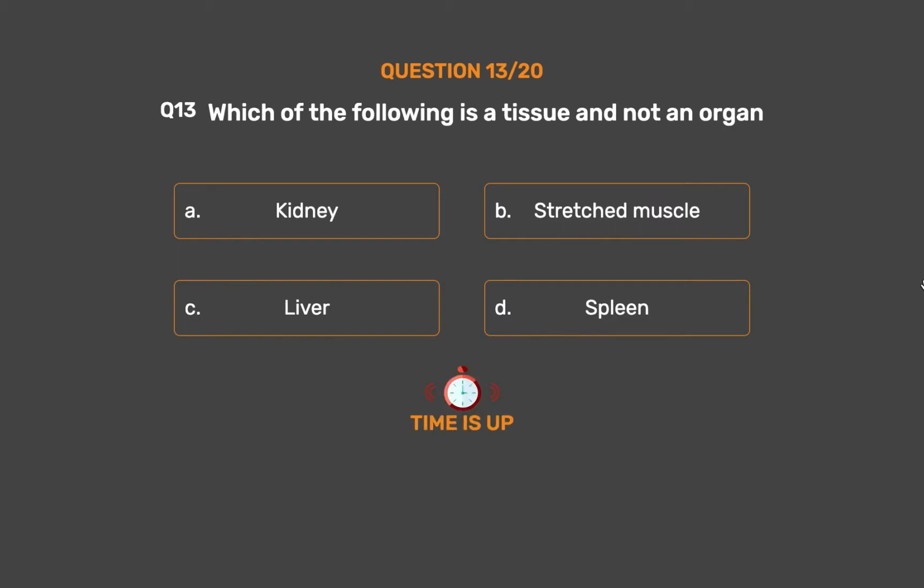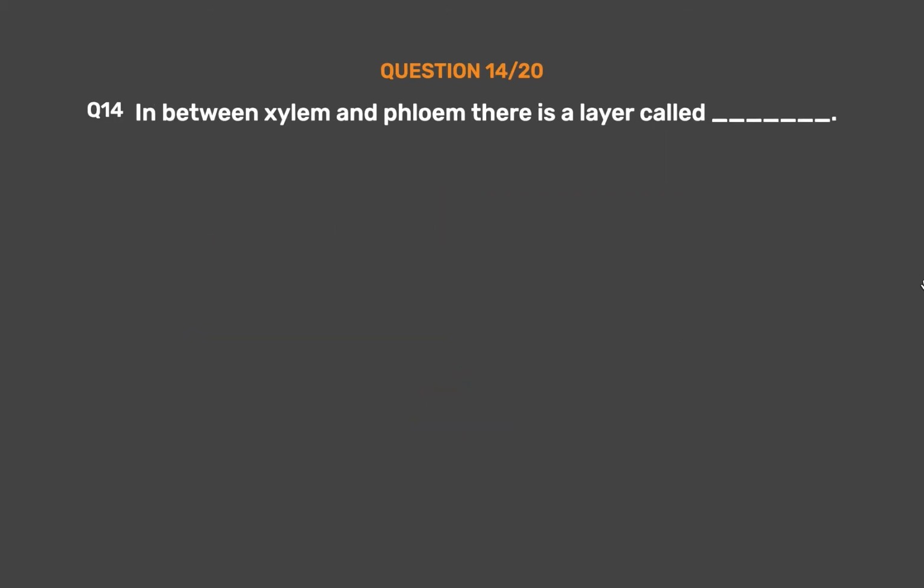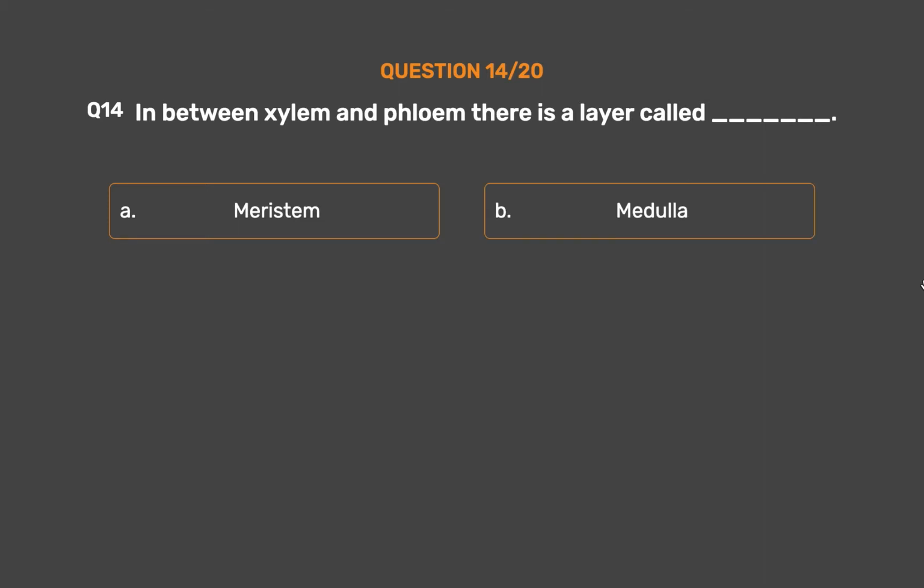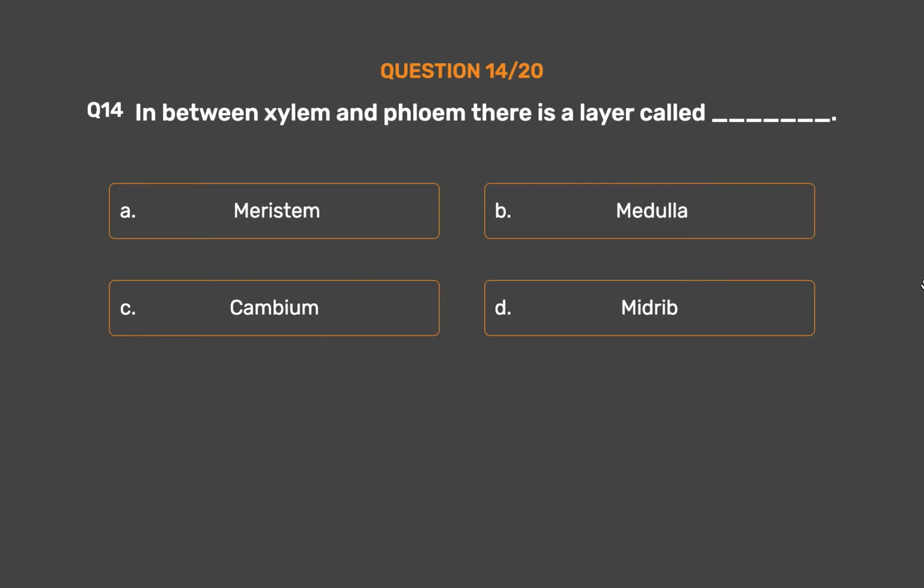The correct answer is option B. Stretched muscle. Question number 14. In between xylem and phloem there is a layer called underscore. Option A. Meristem. Option B. Medulla. Option C. Cambium. Option D. Midrib.